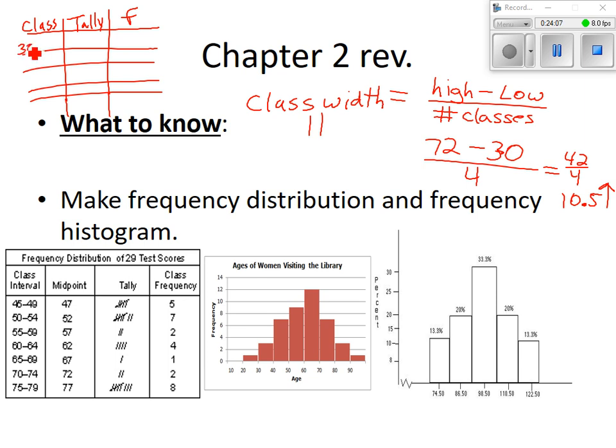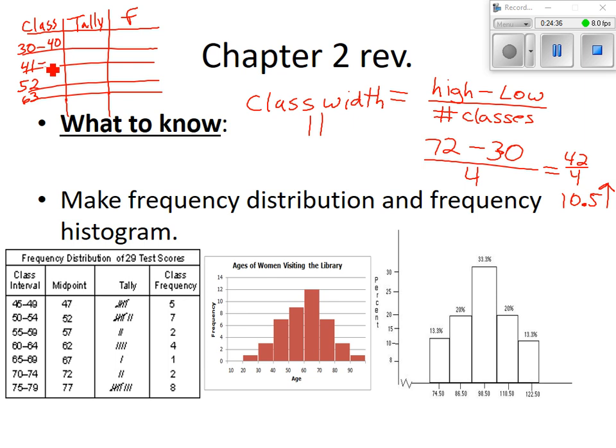That goes right there. Then you go down, you find all your lower class limits, and we add 11 each time. So we've got 30 there, then 41, 52, 63, and if we only want four classes, that's as far as we go. 40. How do we know what this number is? You just look at the one less than the next one.